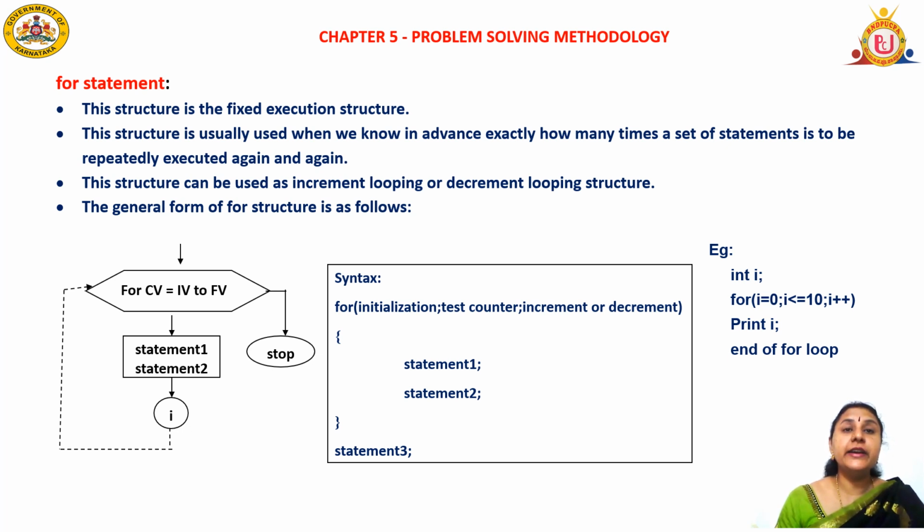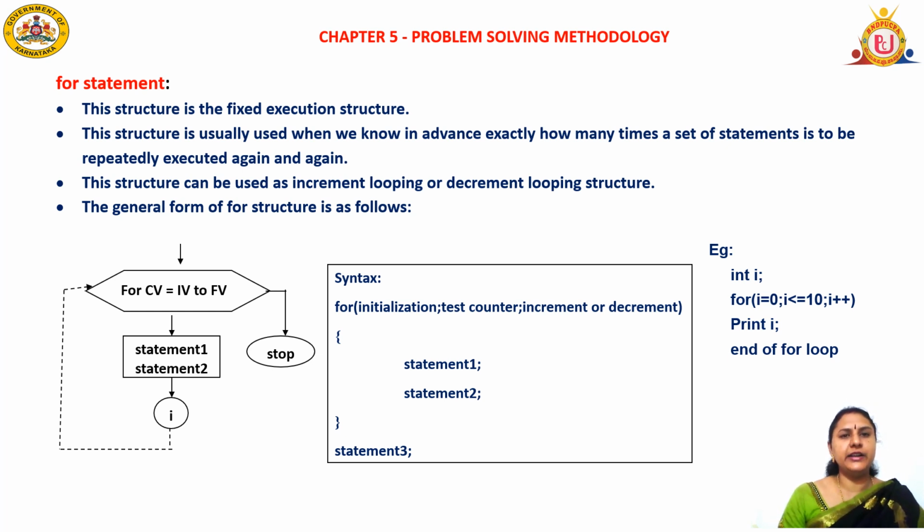So for loop means it is a fixed execution structure, when we know the number of times the statement has to be repeated again and again. So the general flowchart pattern is for in hexagon. The looping construct we represent in hexagon: for counter value, CV means counter value, is equal to initial value to final value. Next, statement 1 and statement 2. Execute the statement 1 and statement 2. Next, increment the for loop. If the condition is false, it will come to stop.